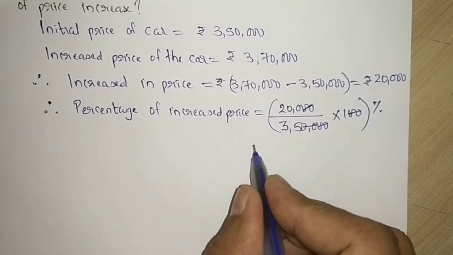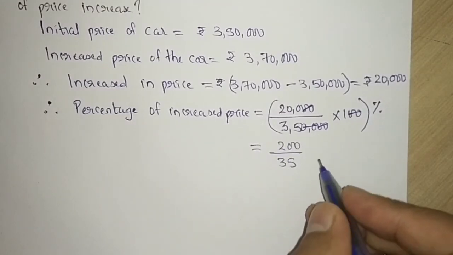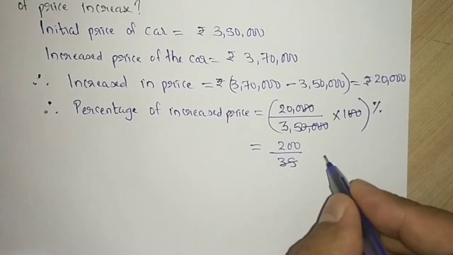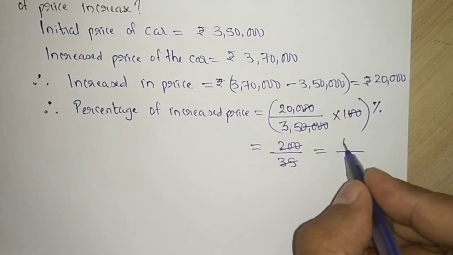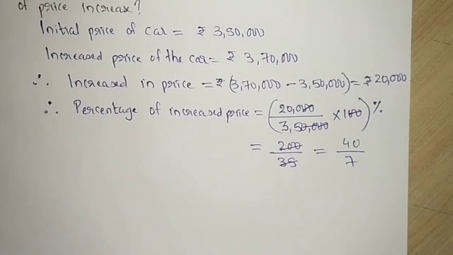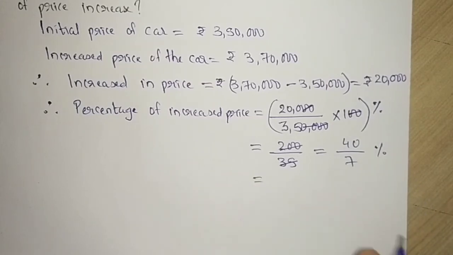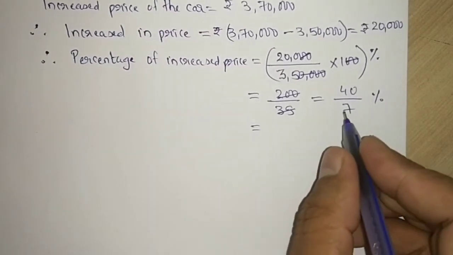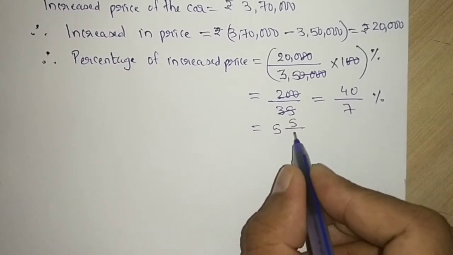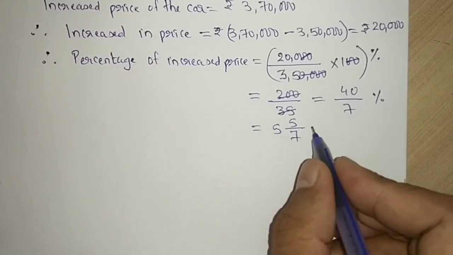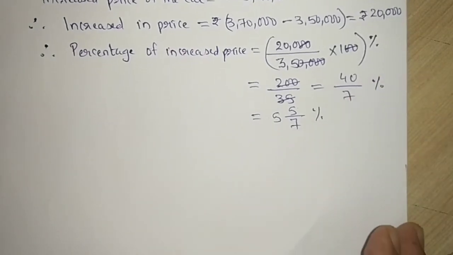Now solving further, let me first write 200 divided by 35. 5 sevens are 35 and 5 eights are 40. So I got 40 by 7 percentage, which in mixed fraction if I write, it will be 5, 7 fives are 35 plus 5, so 5 and 5 by 7 percentage. Even you can write it in decimal form also.